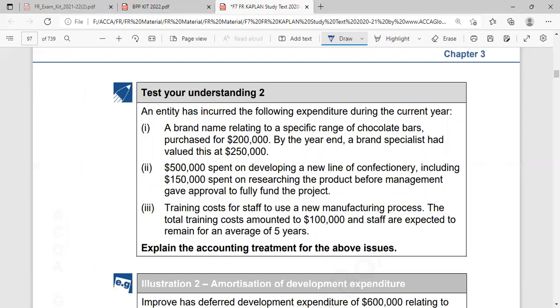Then second, the brand name relating to a specific range of chocolate bars, purchased for 2 lakh. By the year end, the brand specialist had valued it at 2 lakh 50,000. Initially he purchased it at 2 lakh, that is the initial recognition cost. In subsequent periods, we may follow either a cost model or a revaluation model.